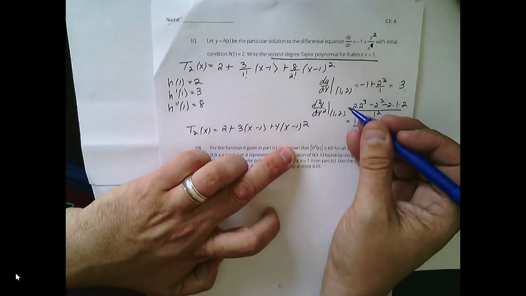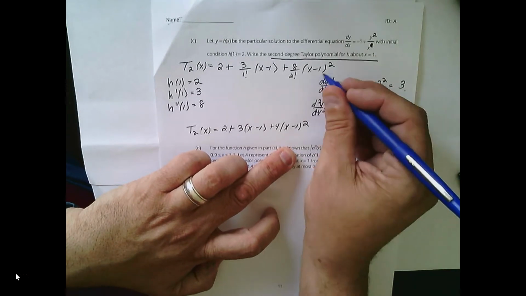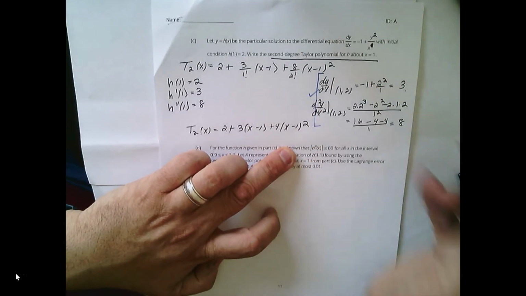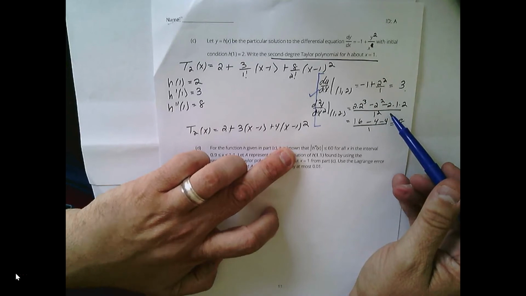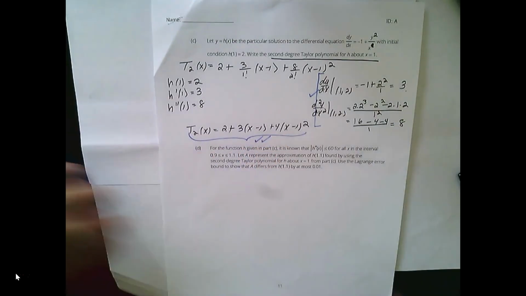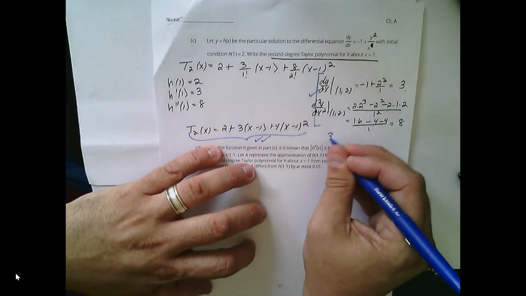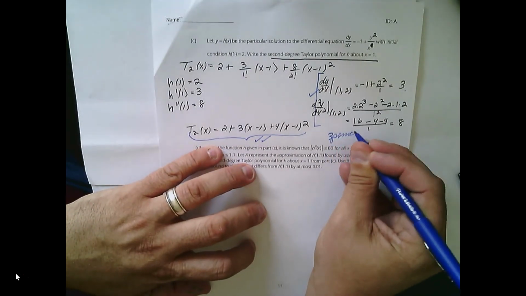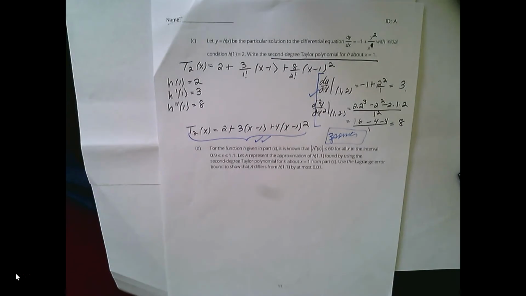They awarded 1 point for using the values of your first and second derivative, and then an additional 2 points for your Taylor polynomial, for a grand total of 3 points.